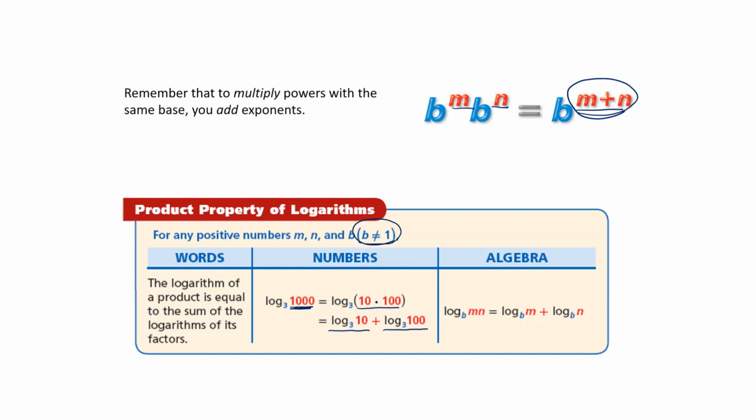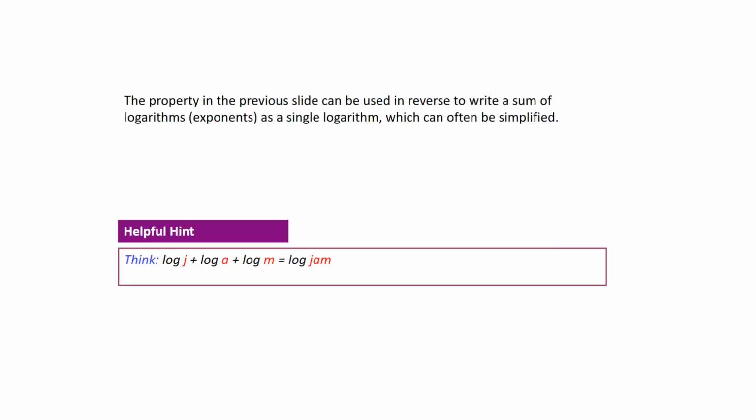Written algebraically, log base b of mn is equal to log base b of m plus log base b of n. We'll do problems like that, so don't worry if you don't understand it quite yet. Let's do some actual problems. Also, it can go backwards. If we have all of these logs, we can add them together, and then just by multiplying them together, we'll get the final answer. So the properties can be worked in reverse also.